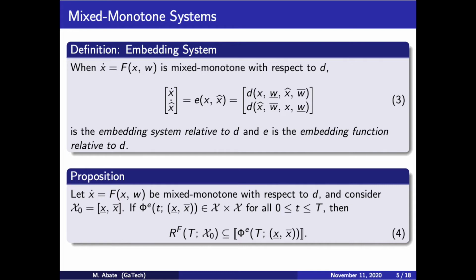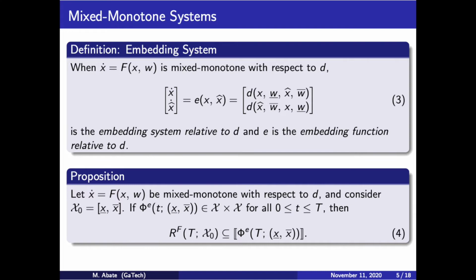Okay, and the fact that the embedding system is constructed from the decomposition function ties this monotone system to the original dynamics, and it can be used to show certain properties of your initial system. So in particular, I've included a proposition at the bottom of the slide where we show how finite time reachable sets for the initial system are efficiently over-approximated using a single trajectory of the embedding system.